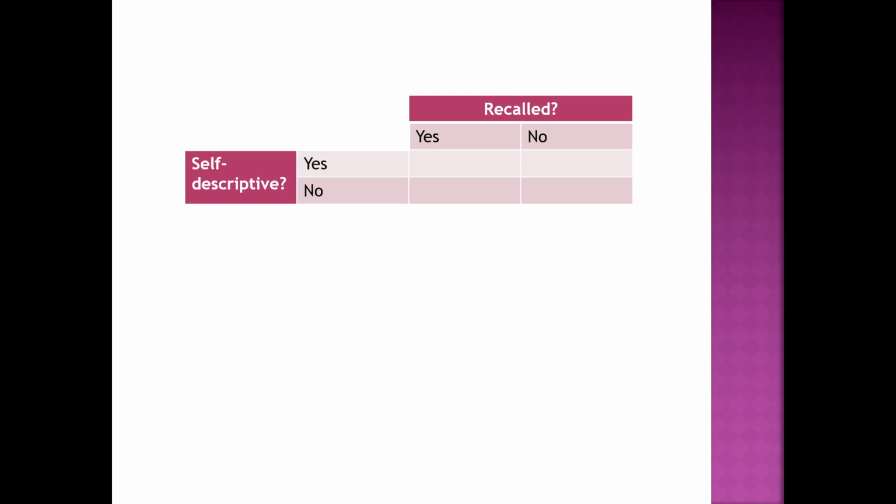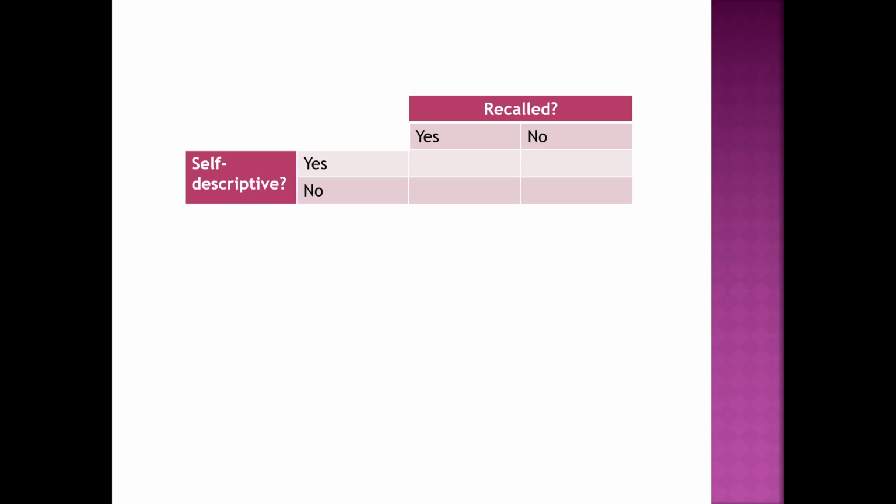That number will go in the lower right box. So you didn't recall it and it wasn't descriptive, so there was no circle around it. You write down how many words fit that category. And then in the upper right box, you didn't recall it, but it was self-descriptive. So there was a circle around the number, but you didn't write the word down when you did the free recall task.